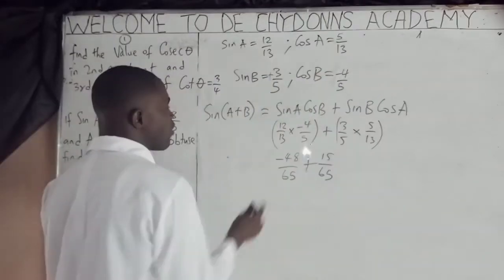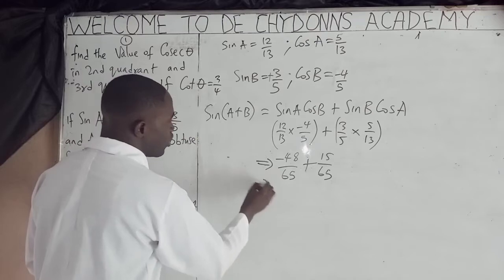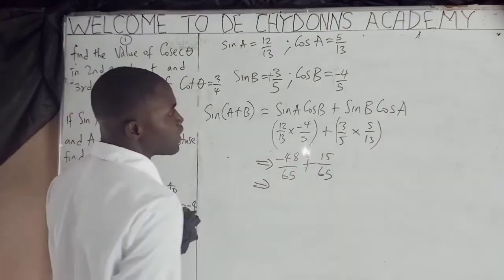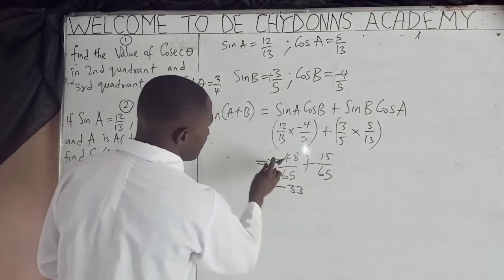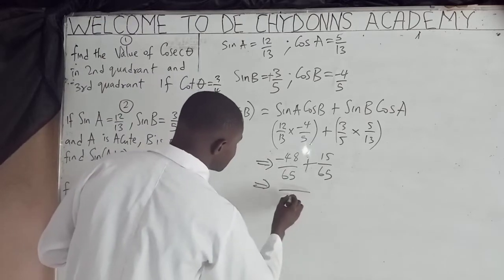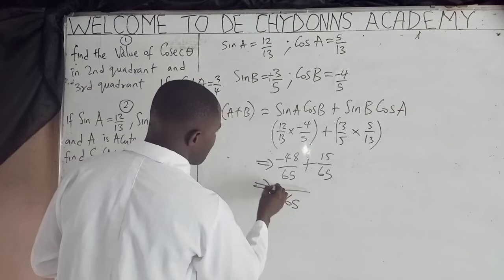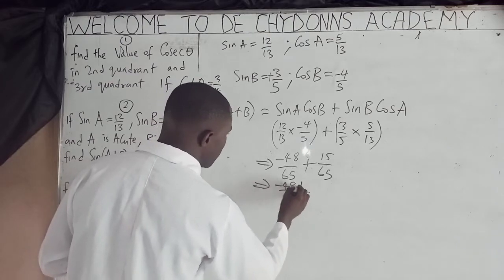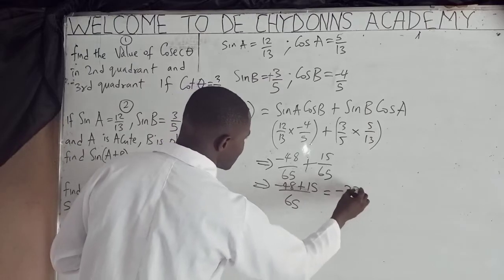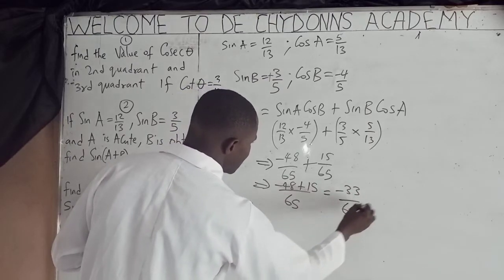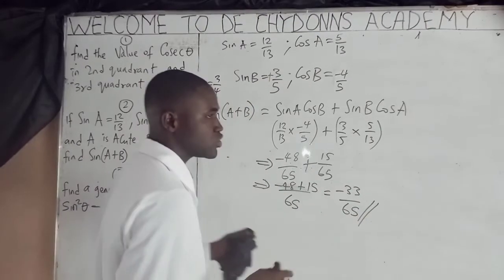Because if you multiply, that will be giving you this. So, this plus this will be giving you what? Minus 33. Look for LCM, 65. This divided, minus 48 plus 15. That will be giving us minus 33 all over 65. That is the answer to that question.